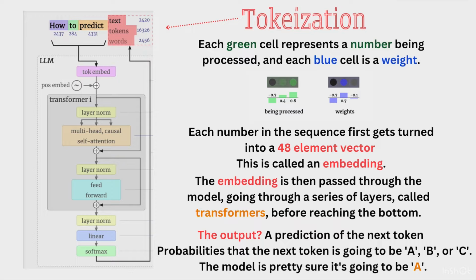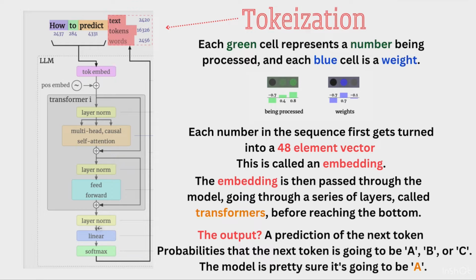Also, in the visualization we are going to see some green cells, which represent the numbers, and the blue ones, which are the weights. Each number in the sequence will get turned into a 48-element vector that is defined by the model, and we call this an embedding. The embedding will pass through the model's series of transformer layers, as we are going to see, before reaching the bottom, where the output is.